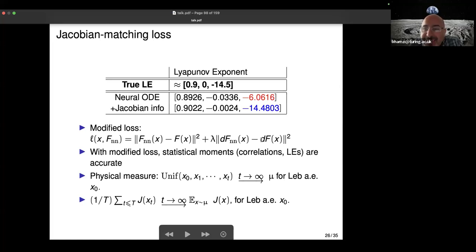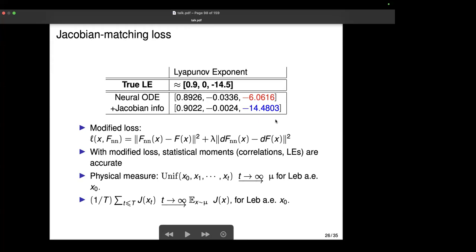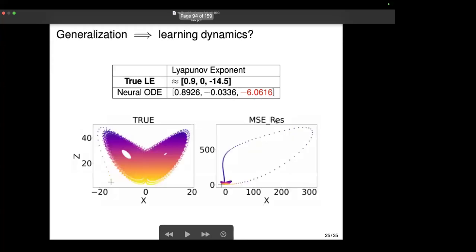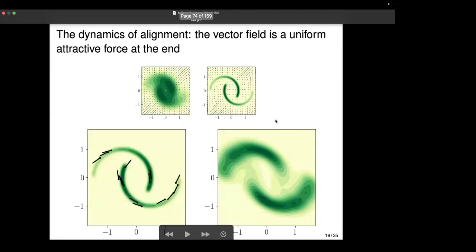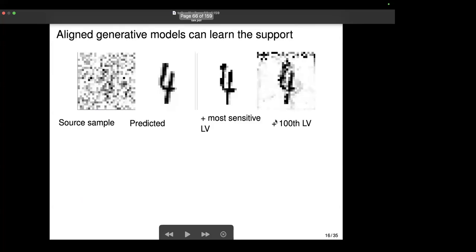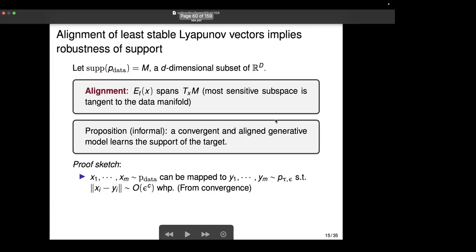Other questions? Yes, I have a question about the existence of the classifier in the proof you were saying. But you said you assumed, but you didn't prove the existence of the classifier, right?